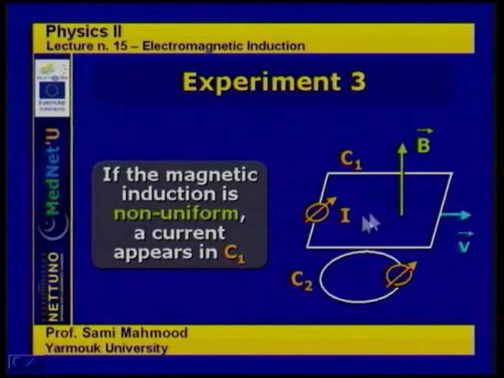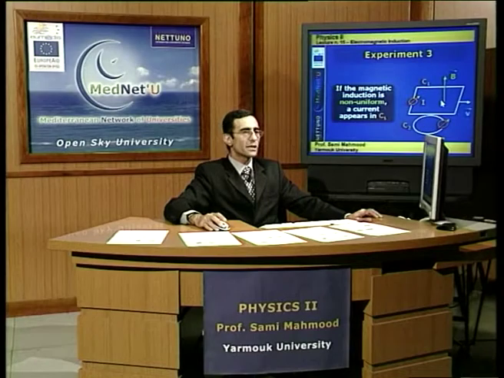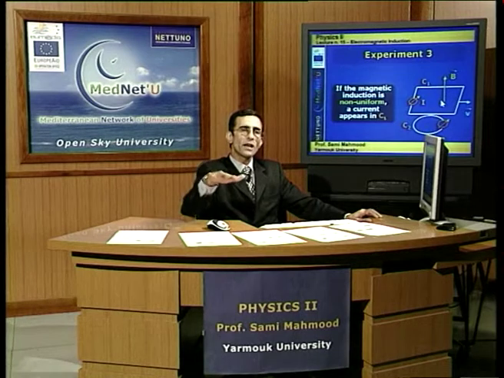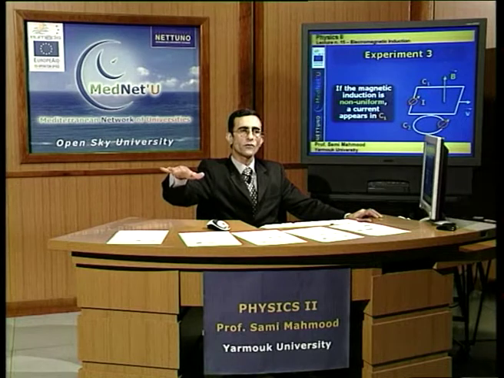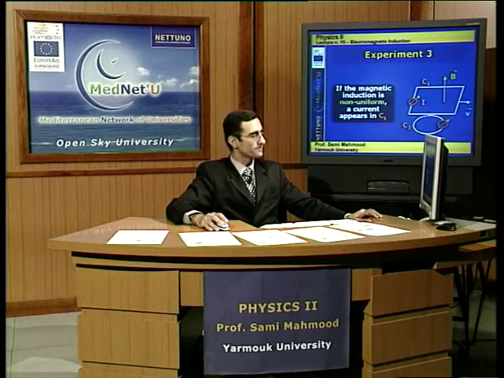If the magnetic induction is non-uniform, meaning the magnetic induction changes from point to point in space across the circuit C1, if that is the case, then we see current flowing in C1 as the rigid circuit moves across the non-uniform field. So a rigid circuit moving across a non-uniform field would produce current in C1, in that rigid circuit.